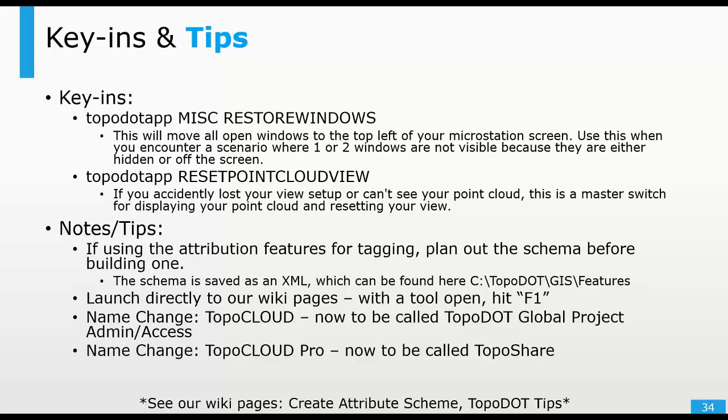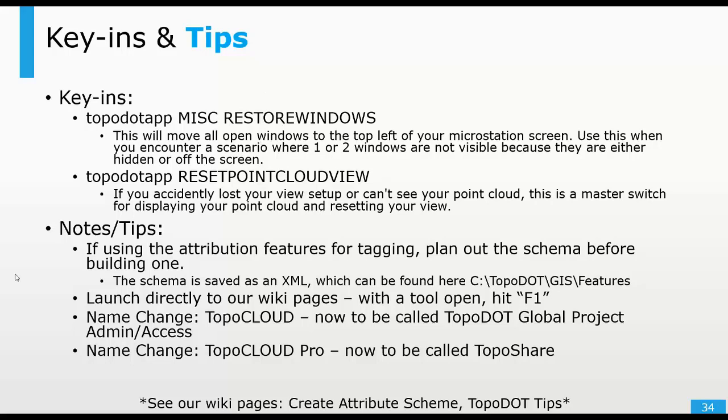Some other notes, if you are going into the routines of attribution before creating a schema, definitely focus on just mentally or listing them out before you start to build them. It'll just be easier that way. Definitely consult with us if you need guidance on that, because there's a lot of syntax involved, which can be found on the Create Attribute Schema page on the wiki. I've tried to list out as many as I can. And that schema ultimately is going to be saved as an XML file, which can be found on your C drive, TopoDOT GIS features folder.